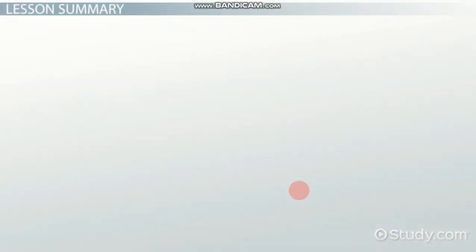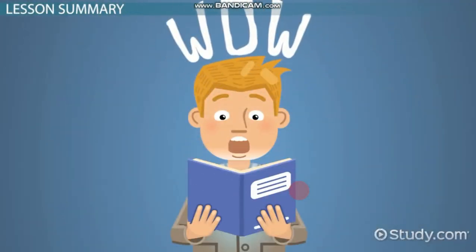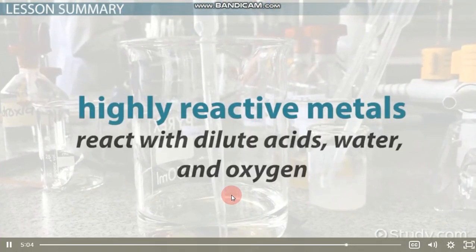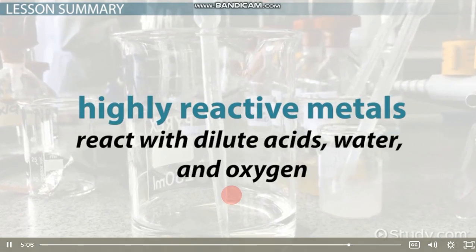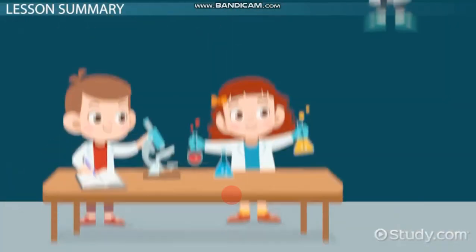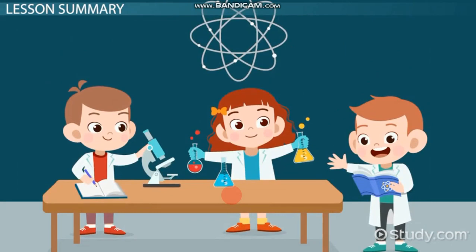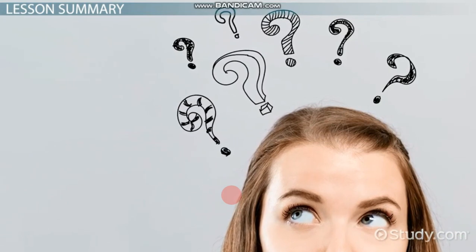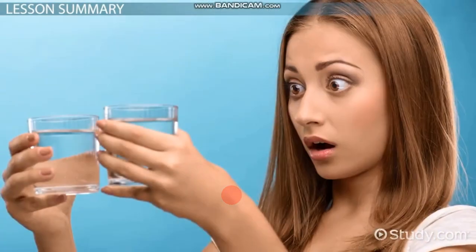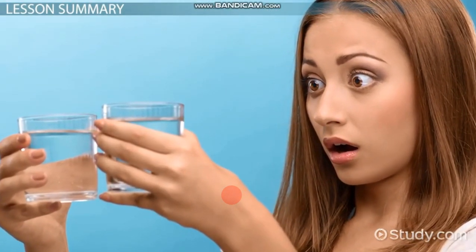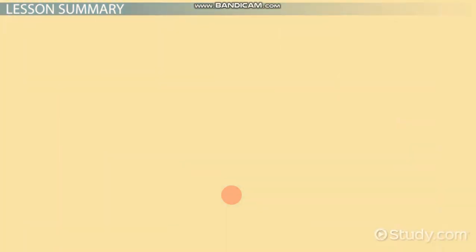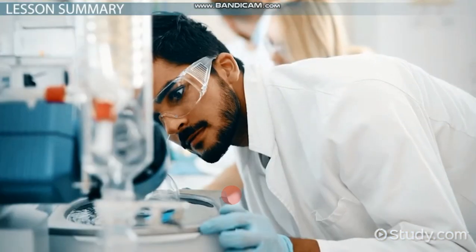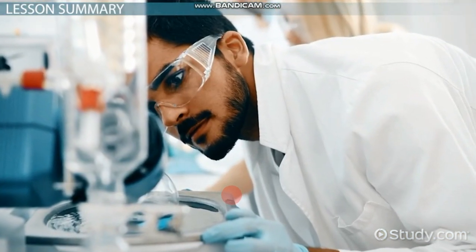Alright, let's take a moment to review what we've learned. We first learned that highly reactive metals react with dilute acids, water, and oxygen. Evidence of the reaction with a dilute acid is the formation of hydrogen gas bubbles. These reactions involve the transfer of electrons from the metal to the hydrogen atoms. The evidence of the reaction with water is the generation of hydrogen gas and the raising of the pH of the resulting solution. The reaction with oxygen involves electron transfer and is observed through a change of color.